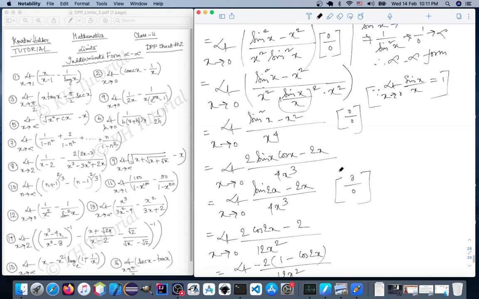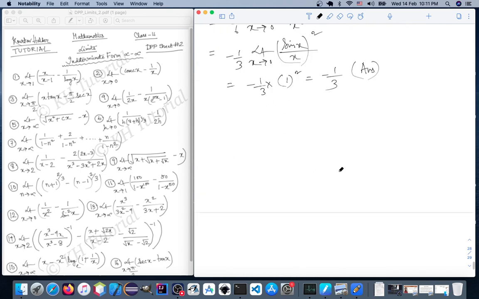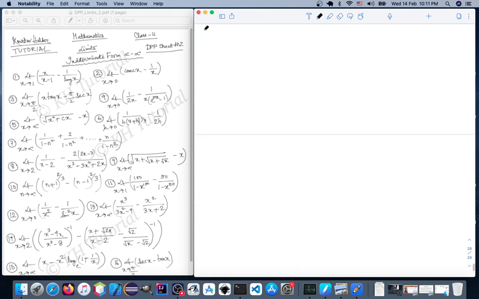Let's move to the next question. This was 12. Now 13: limit x tending to infinity, x cube by 3x square minus 4 minus x square by 3x plus 2.